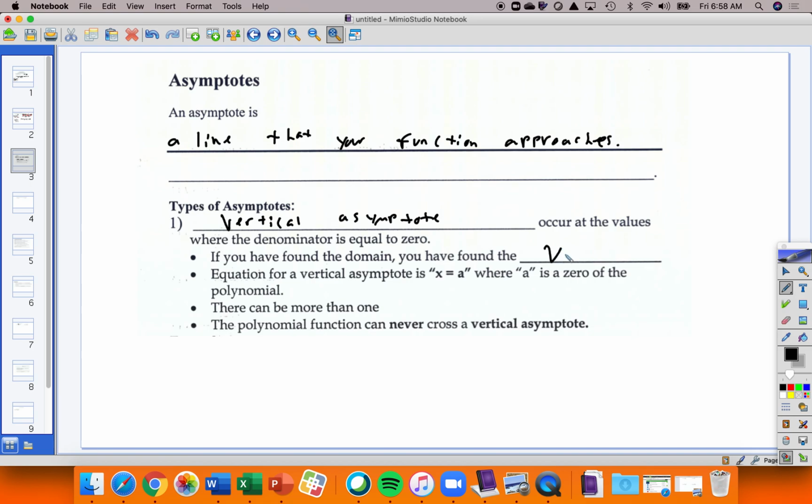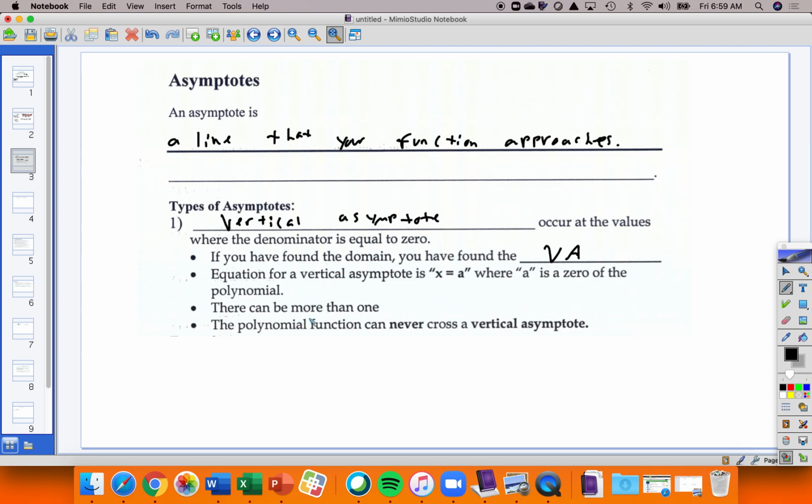I'm going to call them VA. Is that okay? Vertical asymptotes. Because asymptotes are a line, they need to be an equation. So the equation for the vertical asymptote is x equals a, a being a number. So x equals 4, x equals negative 1, x equals 7, okay, where a is the 0 of the polynomial in the denominator.